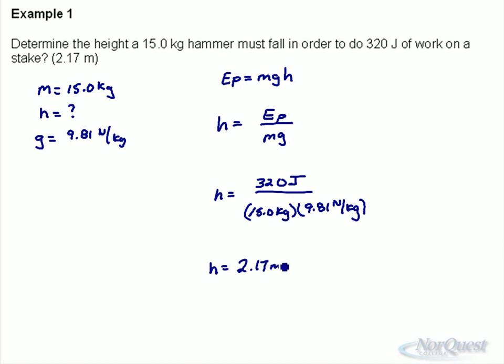That means if the hammer is 2.17 meters above the stake, it'll have 320 joules of potential energy. When you drop it, it'll change that into kinetic energy. When it hits the stake, it'll change it back into another form of energy that'll drive the stake into the ground. That's what this example is really talking about.